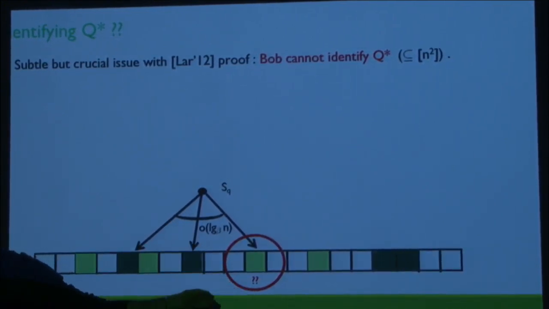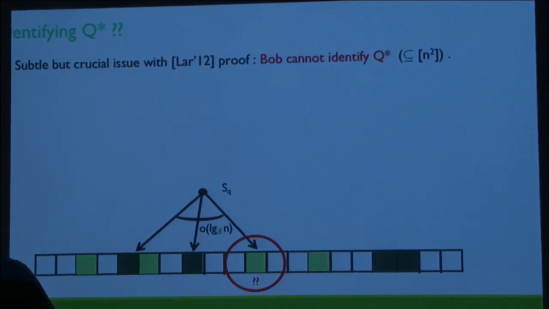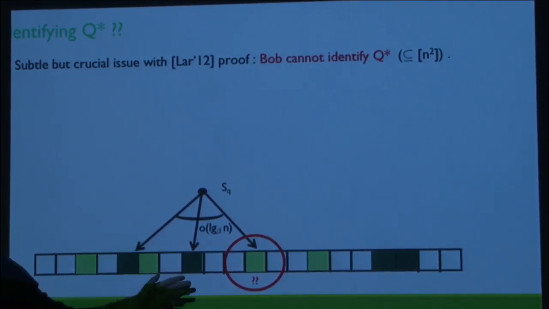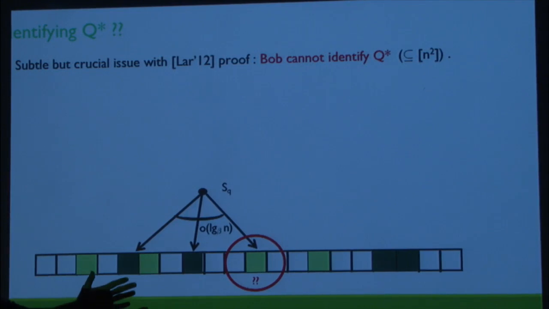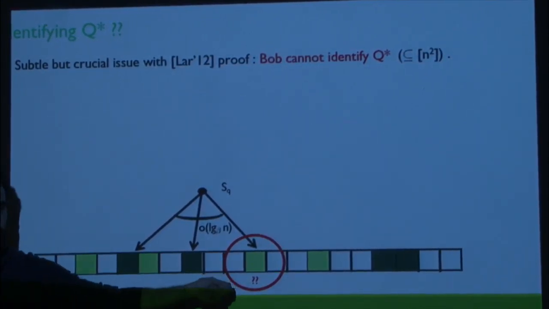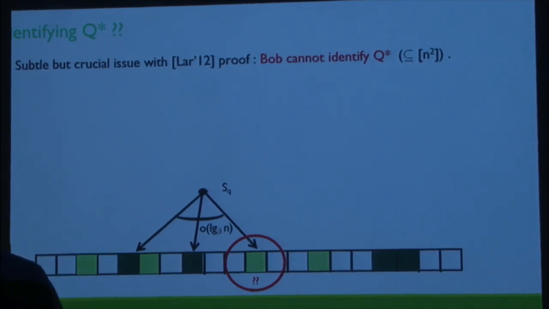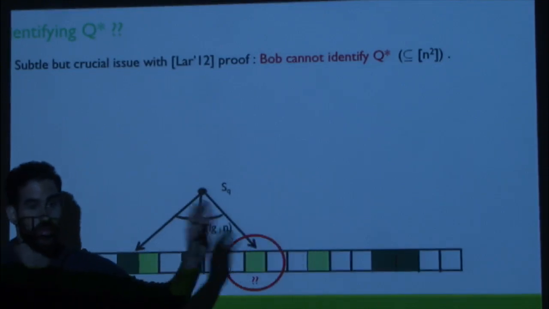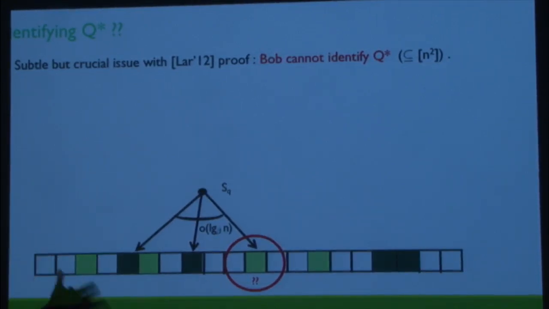So Bob doesn't know how to identify this event. And this means that the fact that there's a large set of good queries is completely worthless for him, because he doesn't know how to detect this. If he knew how to detect, he would just ignore the queries which are not in this set and only use the good ones. He knows there are sufficiently many, but he doesn't know how to detect them.